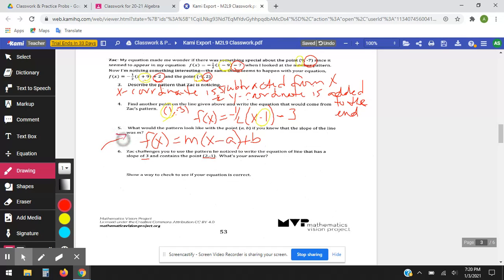So looking back at this guy, how would we do that? I'm going to go ahead and do this one in blue. Let's do purple. Let's do purple on this one. And let's do this.